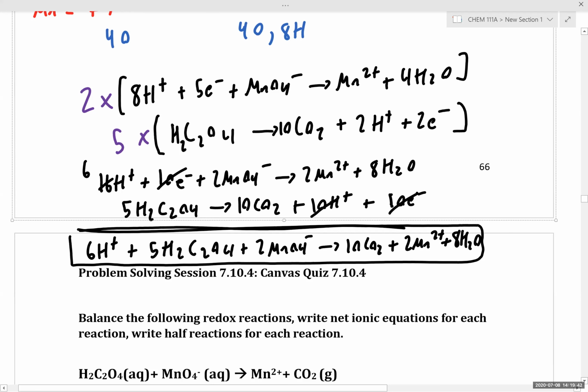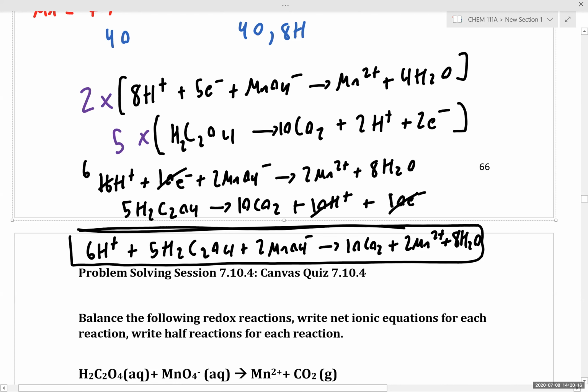Is this equation balanced with respect to atoms? At the end of the day, your redox equation should be balanced with respect to electrons and with respect to atoms. So I'd like you just to take a moment and check, is this equation balanced with respect to atoms? Yes or no? Did we do a good job here? Did we get everything aligned correctly?